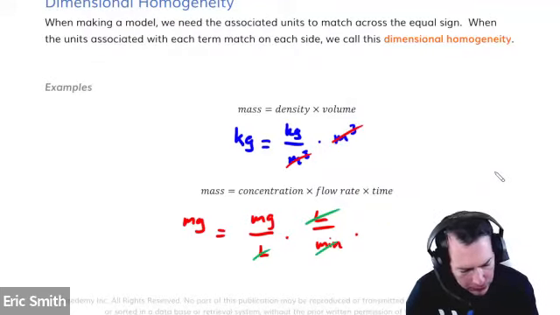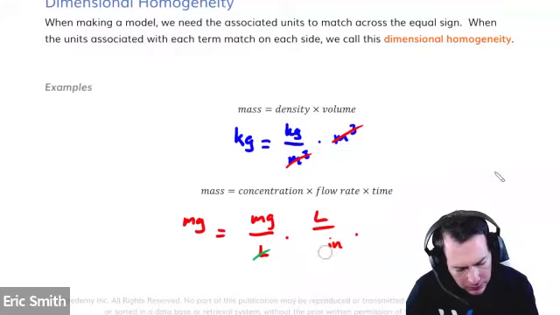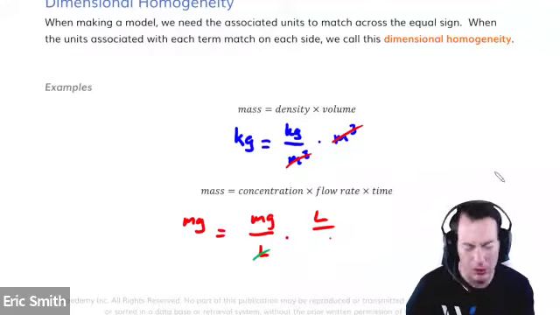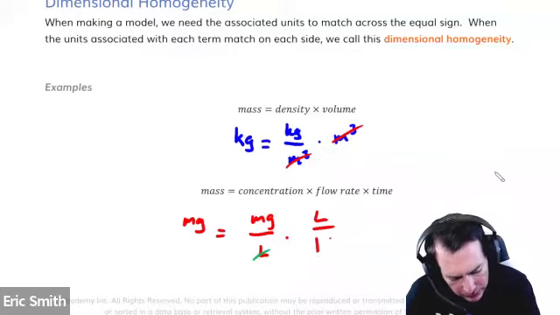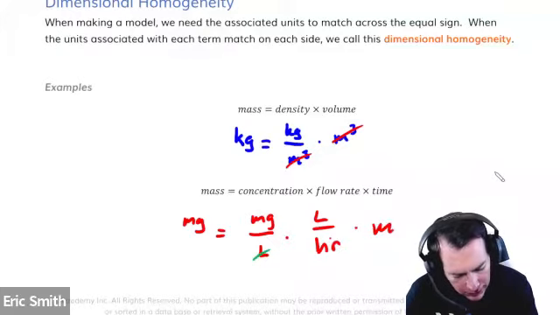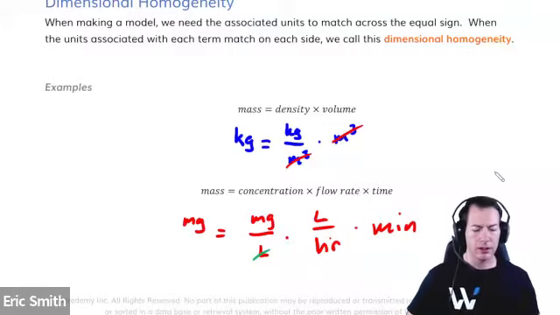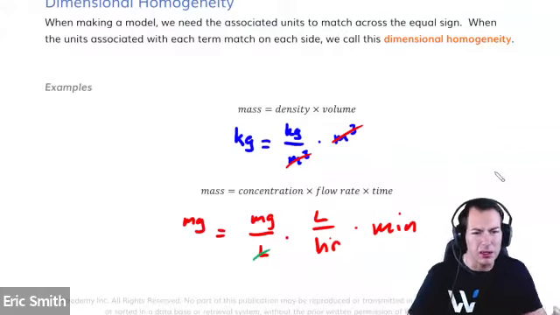We could, let's say we decided to measure, I don't know, how could we make something that was not homogeneous? If we did the flow rate in something like liters per hour, but then we were measuring the time in minutes, that would be a little bit of a problem. Then the units wouldn't cancel out. They wouldn't balance on both sides.